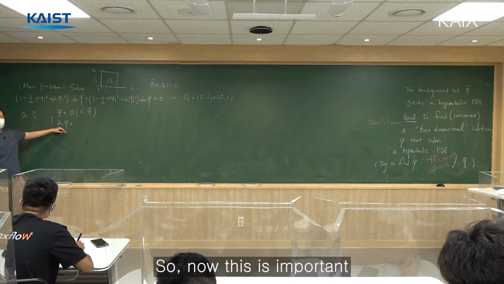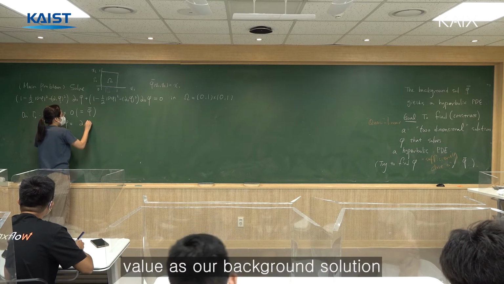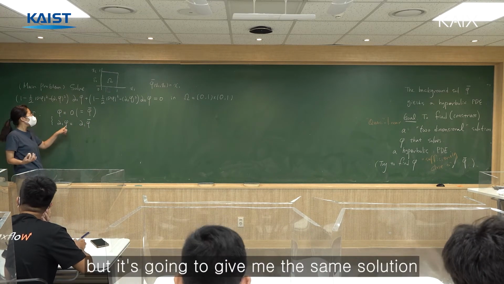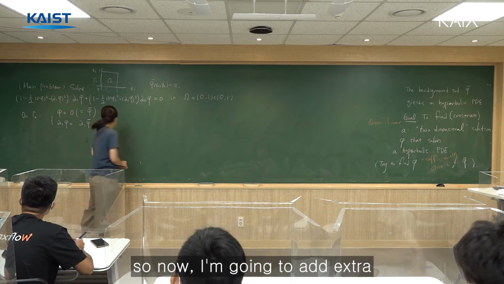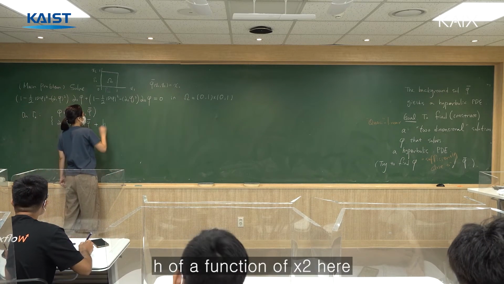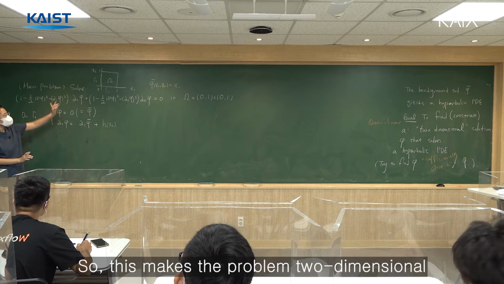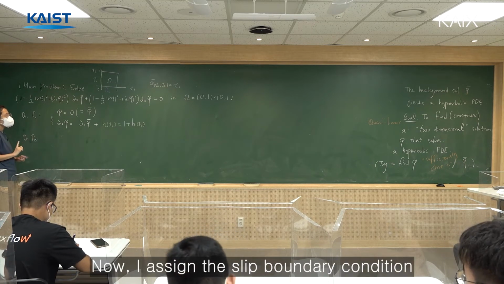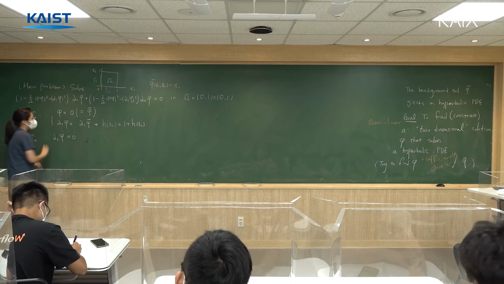So now this is important. Now I'm going to give this the same value as our background solution. But it's just the same, it's going to give me the same solution, which is not interesting. So now I'm going to add an extra one. So that's going to be h, a function of x2 here. Okay? So this makes the problem two-dimensional, not one-dimensional. Now I assign the slip boundary condition, so that's going to be d2 phi equal to 0.